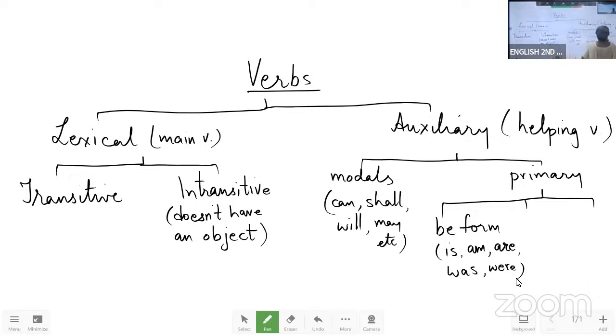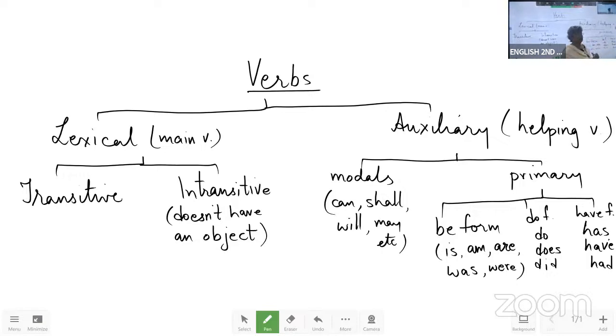Then do form. Do form is do, does, did. Plus do, don't. Does, doesn't. Did, didn't. Have form. Same like do form. Have form: has, have, had. Plus the negative form.